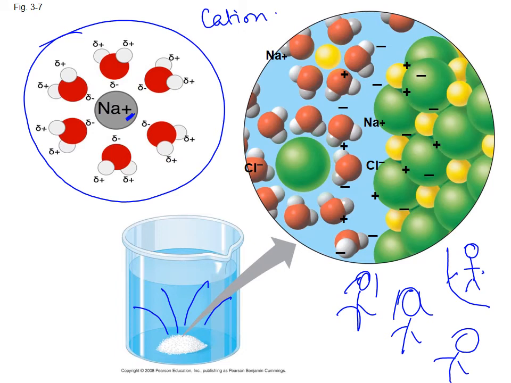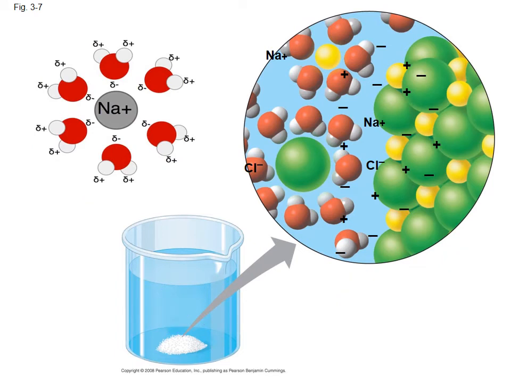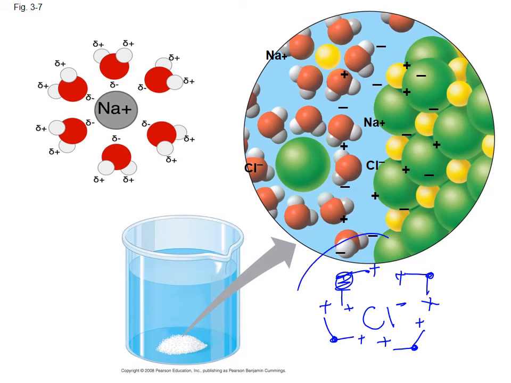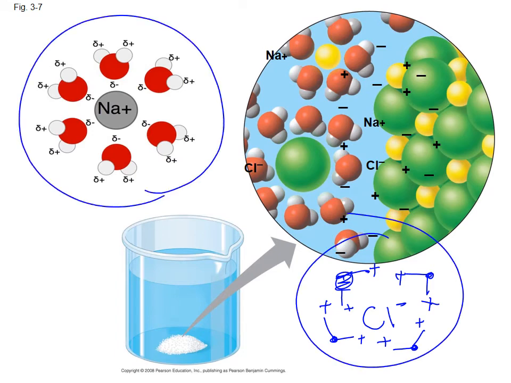On the same note, let's see what happens to chlorine here. Chlorine, on the other hand, is negatively charged, so the positively charged side of water surrounds it and brings it into solution. So this is formation of a hydration shell.